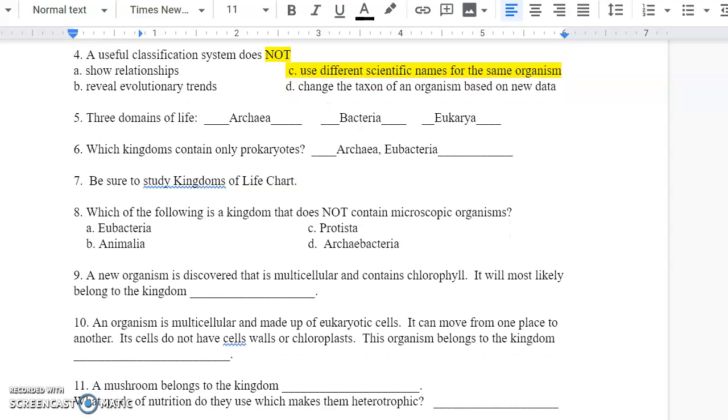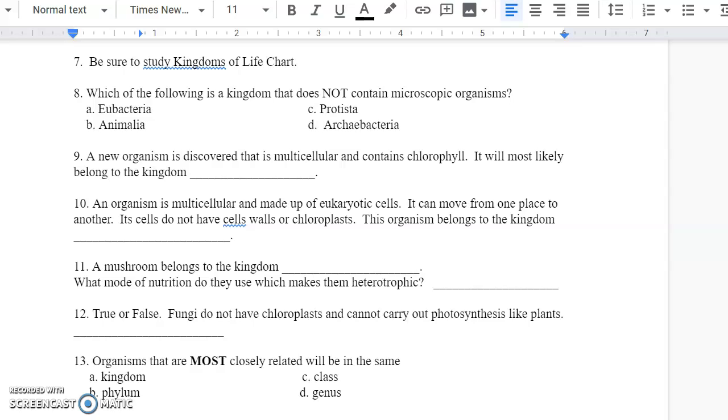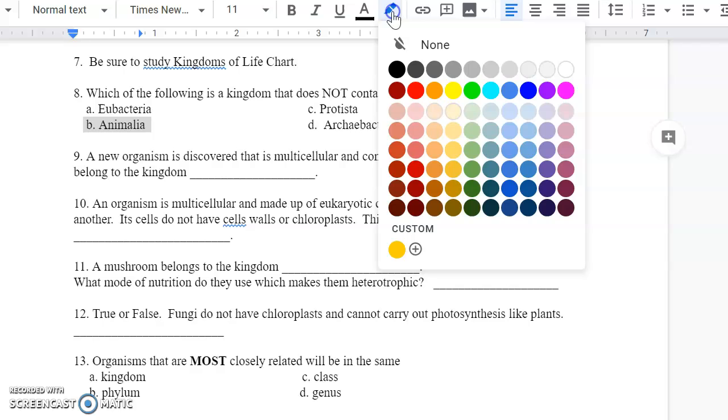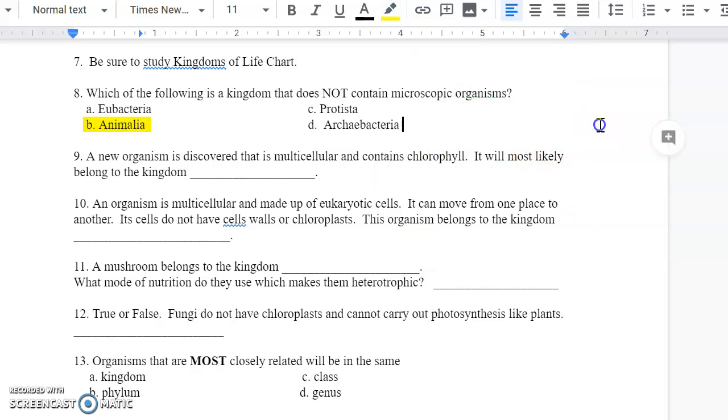Number 8 says, which of the following is a kingdom that does not contain microscopic organisms? Well, eubacteria, that's bacteria, they're microscopic. Protista has some single-celled organisms in it, so they're microscopic. Archaeobacteria, again, those are microscopic single-celled organisms. Animalia, all animals have multi-system, multi-organ makeup, so they have definitely more than one cell. So Animalia are not going to be microscopic, so that would be our correct answer. Animalia would be the correct answer.